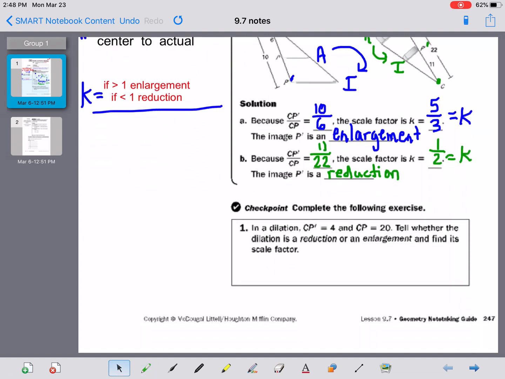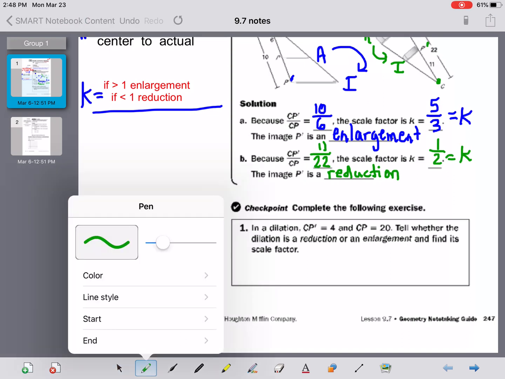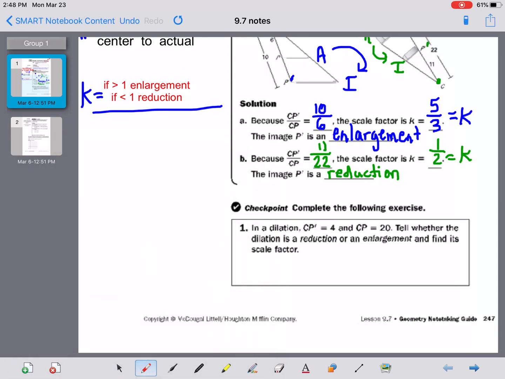Moving on to my checkpoint down here, number 1, you'll notice I don't have any pictures this time. All I have are words. So I need to turn my words into the numbers that I need to be able to figure out what they're asking. It says in a dilation of C to P prime. That means from my center of dilation to my image point is 4. And C to P would be from my center of dilation to my actual is 20.